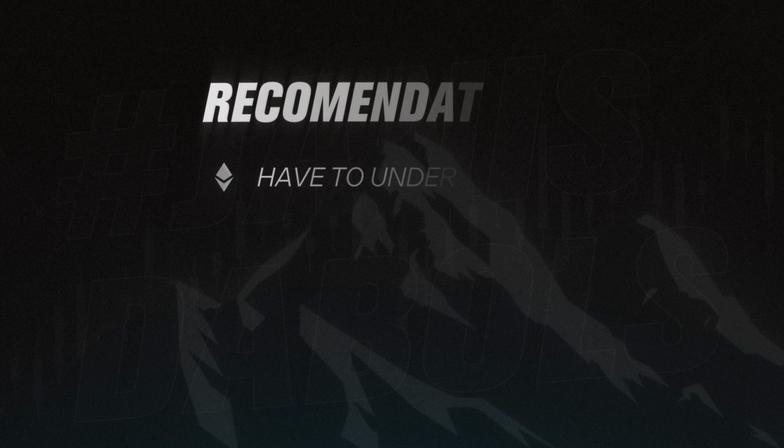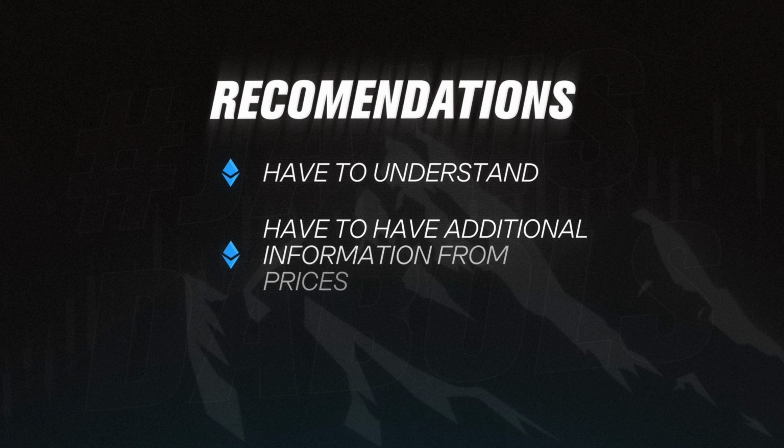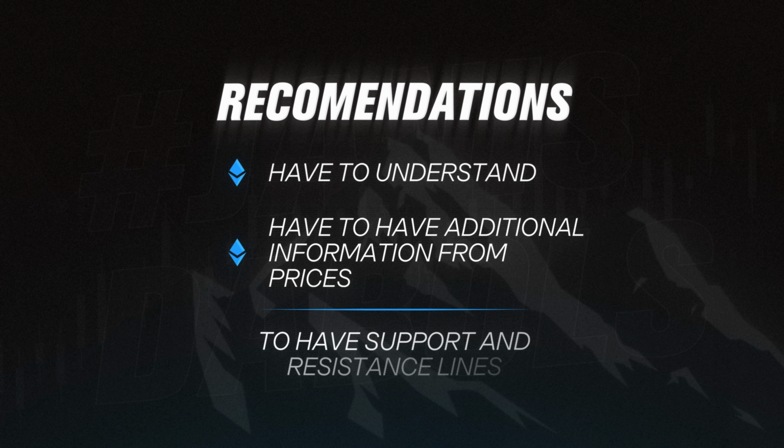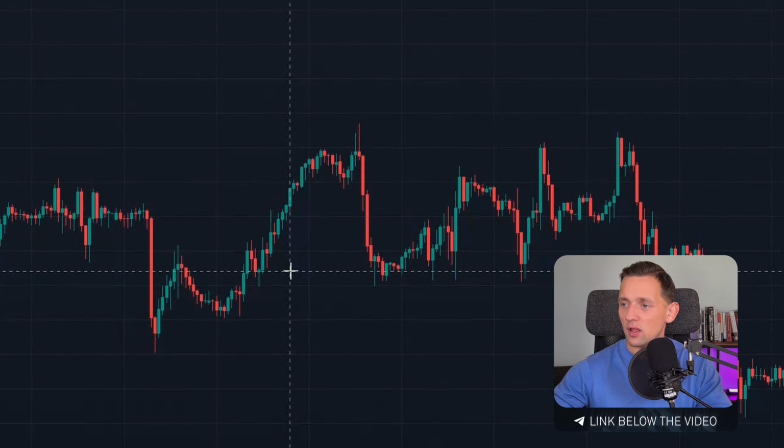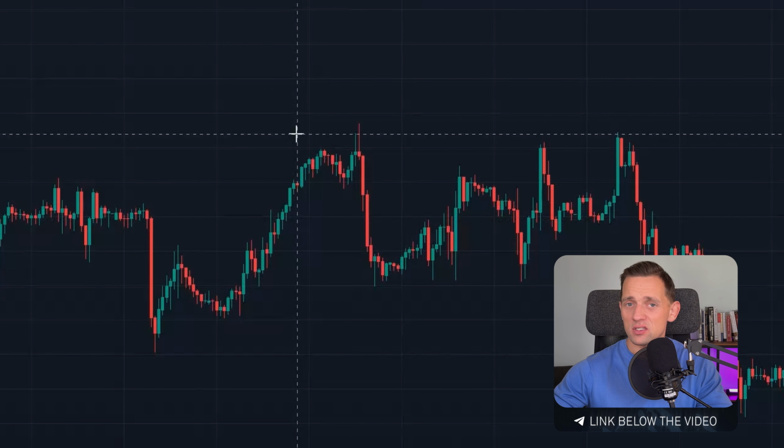You have to have additional information from prices, and for that you need support and resistance lines. This might come in many variations. You could have them as manual lines when you are drawing something yourself. For instance, here you might have a support line and here you might have a resistance line, and I hope I didn't mismatch them. I usually mismatch these terms, but you understand, one is for the lower bracket of prices, one is for the higher bracket of prices.